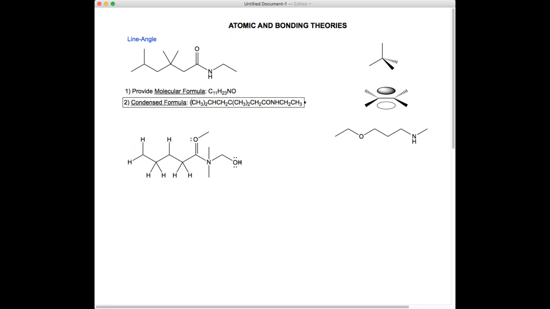One thing that I want you guys to do at home with every practice problem that you do is write the molecules back and forth from line and angle to condensed formula.